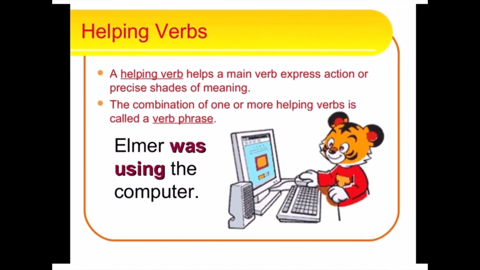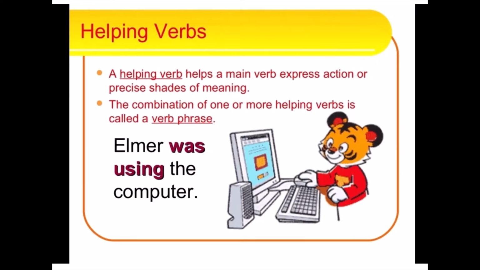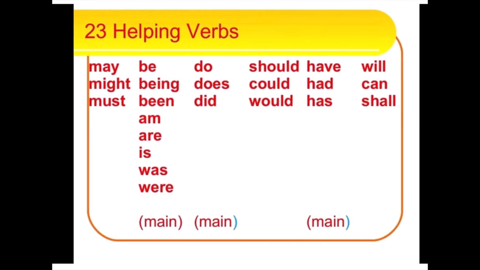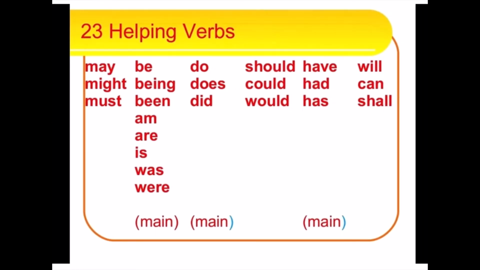Helping verbs. A helping verb is a verb that helps the main verb show action or make a statement. It can also help to show past, present, or future tense. Helping verbs are may, might, must, be, being, been, am, are, do, does, did, should, could, would, have, had, has, will, can, shall.